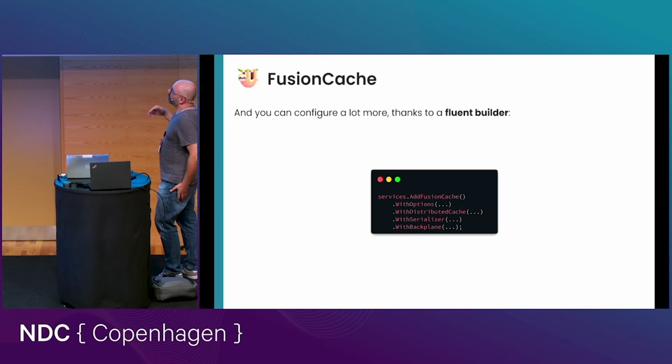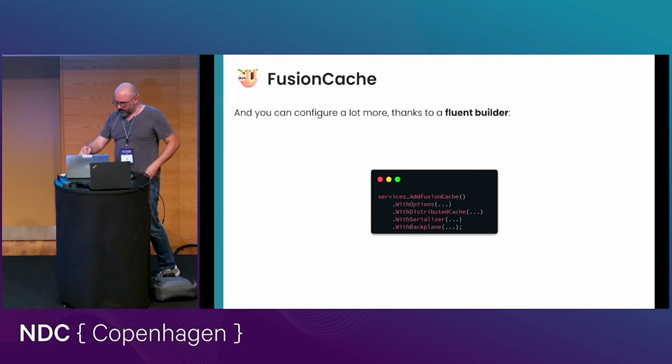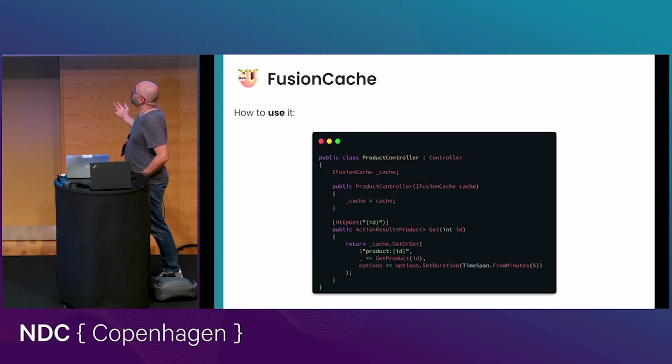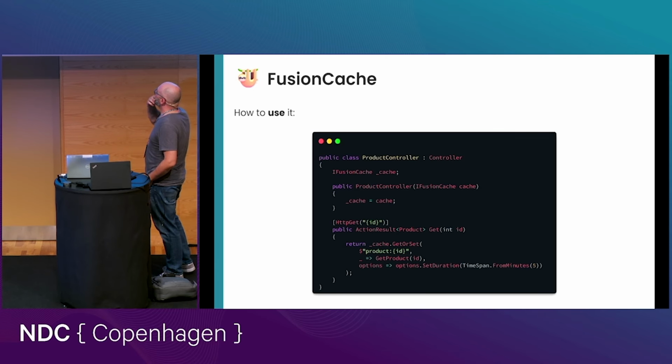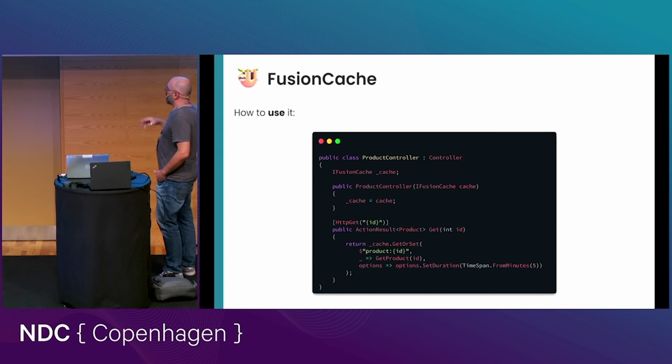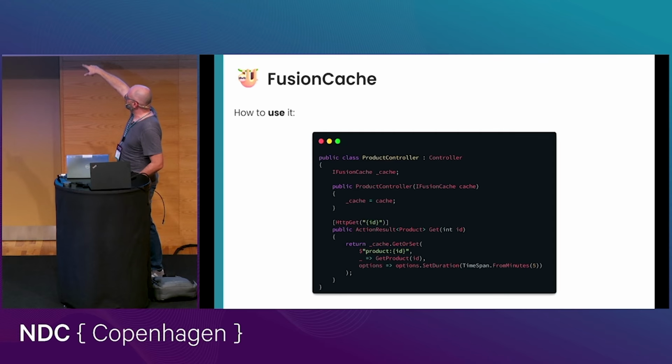Or you can configure a lot more. You can customize certain options, distributed cache, serializer, backplane. There's a fluent builder that can be enriched. And here's how to use it. For example, this is MVC, but it's the same thing with minimal APIs or a console application. We have the IFusionCache parameter in the constructor. We just save it, and then we call it in the action, in this case, the Get action. And as you can see, small note, I use a different syntax for the options. I use the options lambda, options.SetDuration.